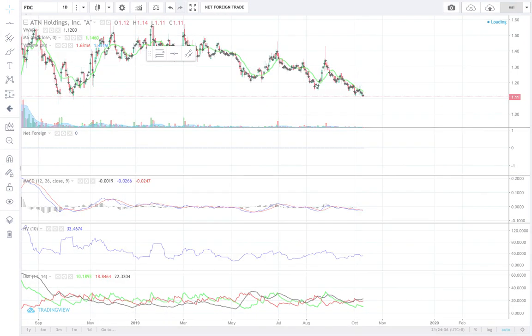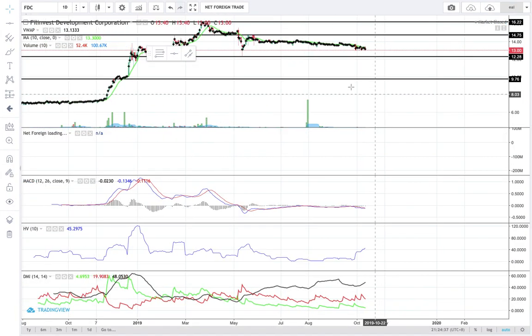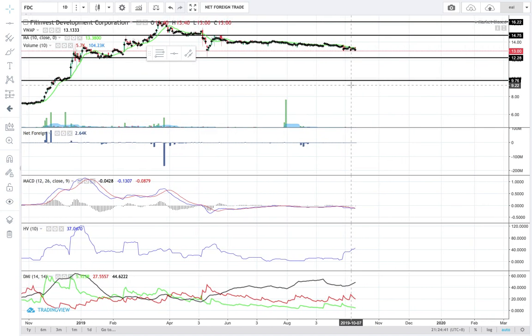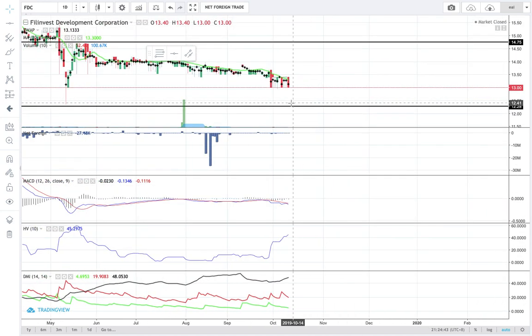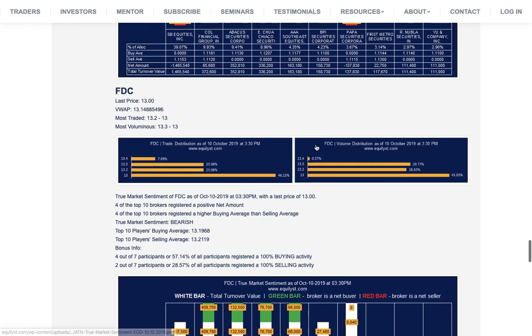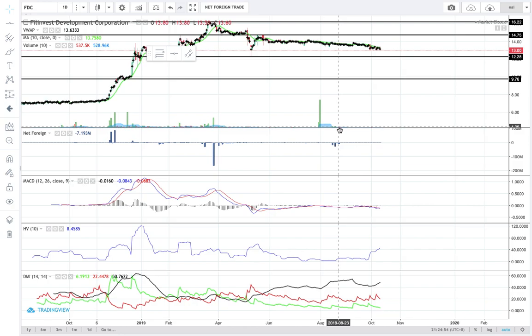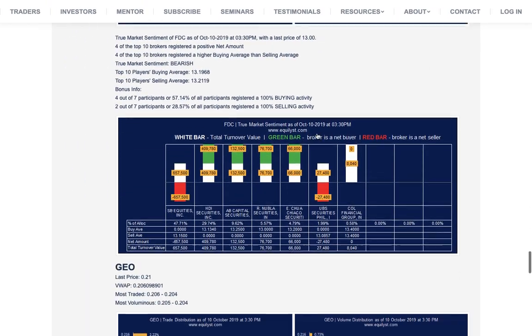Next is FTC. It closed today at 13 pesos per share. Support is near 12.30. Resistance is at 14.75. The 10 MACD combo is bearish. Risk level is low. The momentum power indicator is bearish. The true market sentiment is bearish. Stay away from FTC as well.